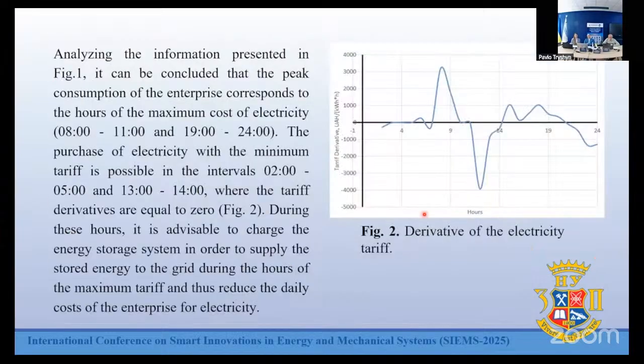The second graph shows how the electricity tariff changes. This helps to find the best time to charge and discharge the ESS. According to the graph, charging should happen when the change in the tariff is zero, and discharging should take place during the highest tariff points. This helps to lower energy costs overall.